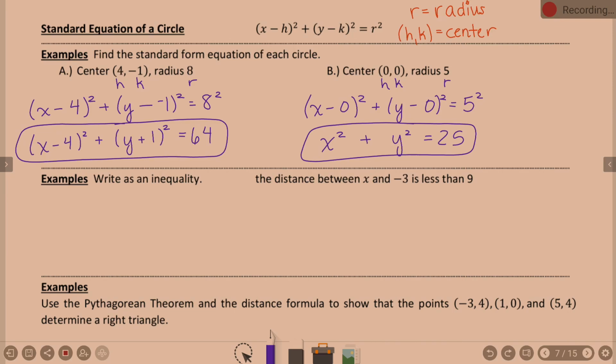We got another one here. It asks us to write this information as an inequality. And the statement is: the distance between x and negative 3 is less than 9.